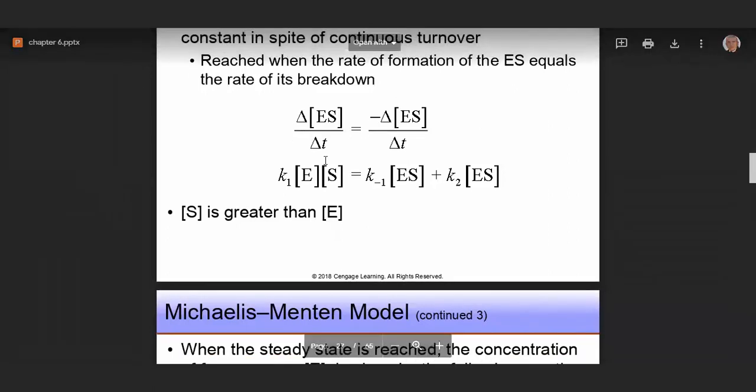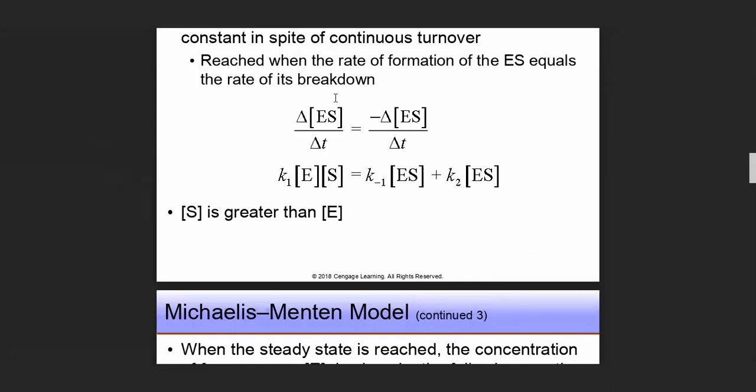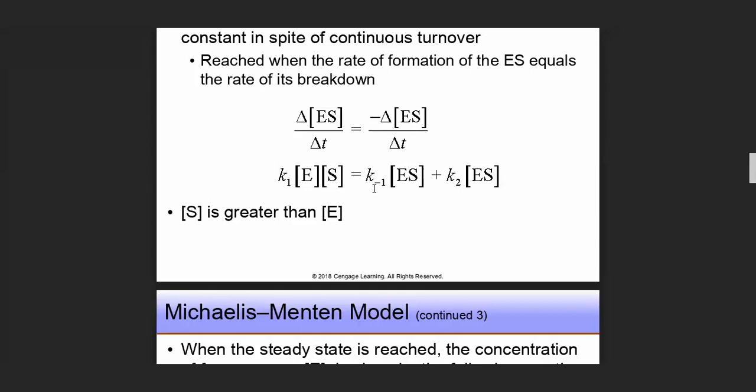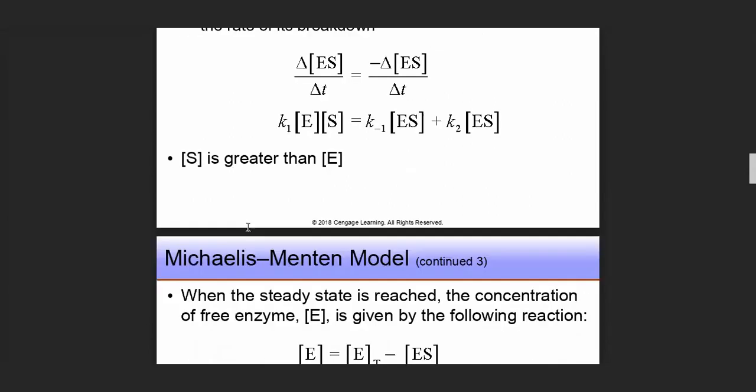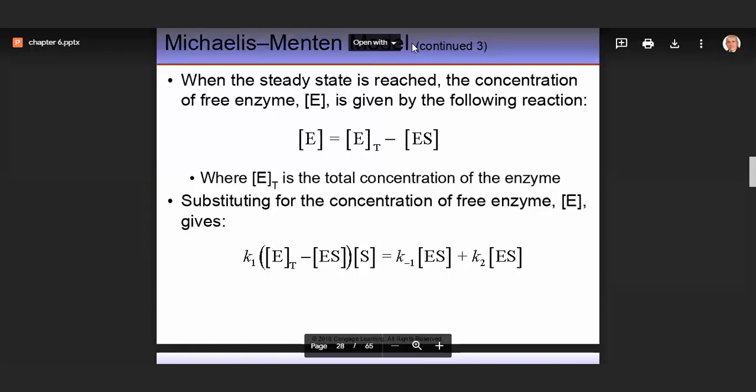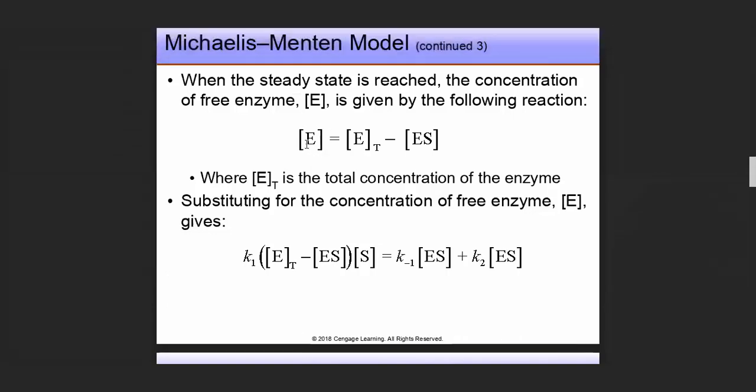Delta ES divided by delta T equals minus delta. Okay. Instead of this, we put its equivalence as we saw before, and instead of this, we put these two terms. Now, substrate concentration, as I said, is much greater than the enzyme concentration. Now, when the steady state is reached, the concentration of a free enzyme is given by the following equation. This is the concentration of a free enzyme equals the total concentration minus the bound enzyme. Yani the enzyme that binds to the substrate.